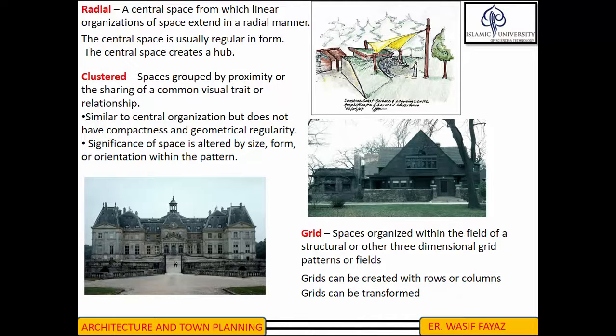Now, grid organization. A grid organization consists of forms and spaces whose positions in space and relationship with one another are regulated by a three-dimensional grid pattern or field. Grids can be created with rows or columns.